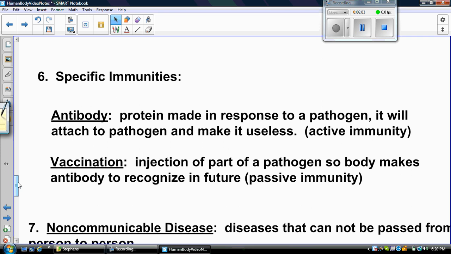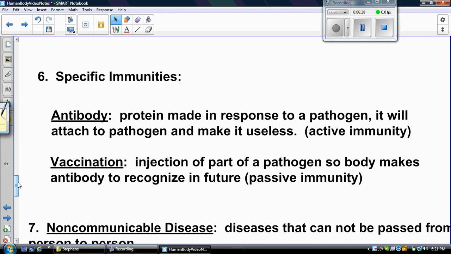An antibody is a protein that's made in response to a pathogen. It will attach to the pathogen and make it useless. This is called active immunity. So whenever you get the flu, after you've had it, your body has developed an antibody so that the next time you get that exact flu virus, your white blood cells will recognize it and attack it before it can cause any damage.